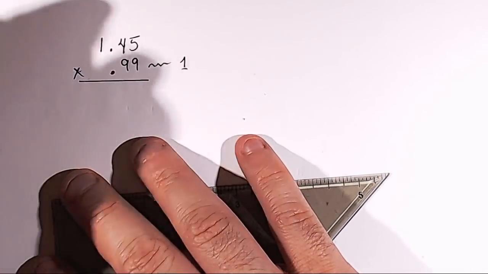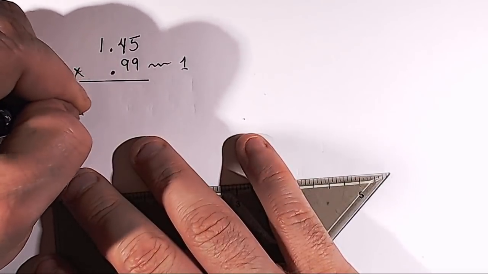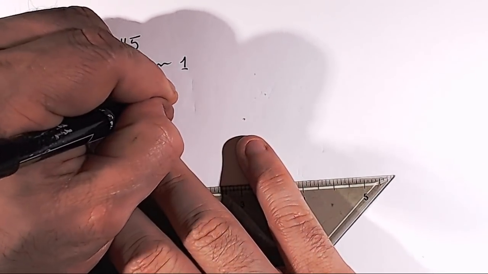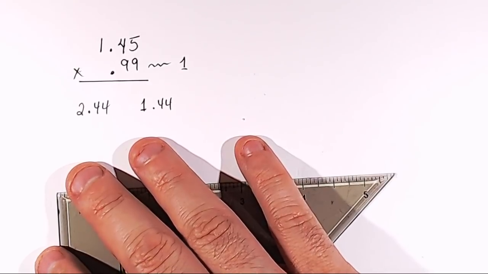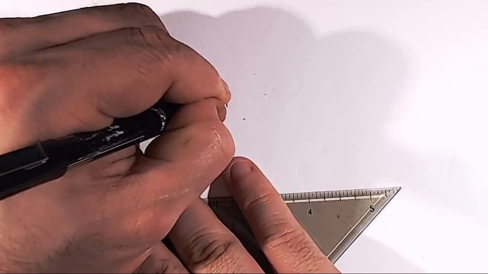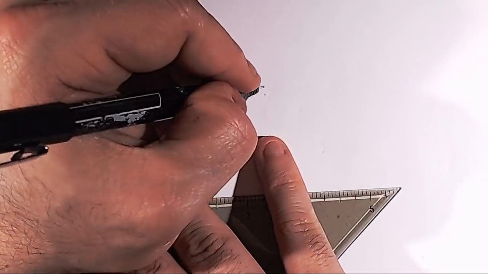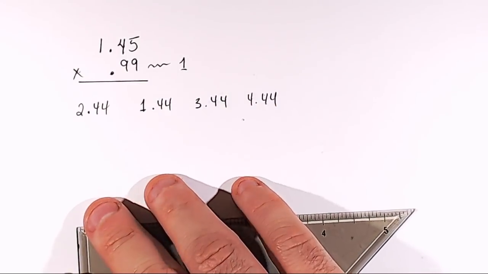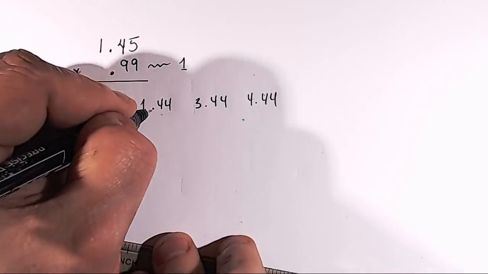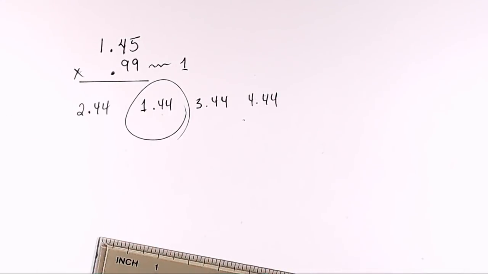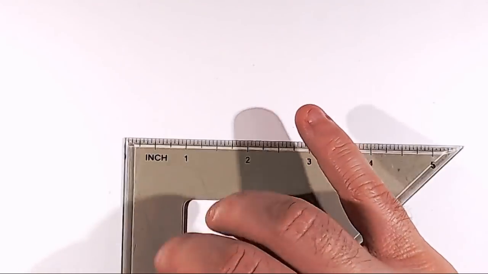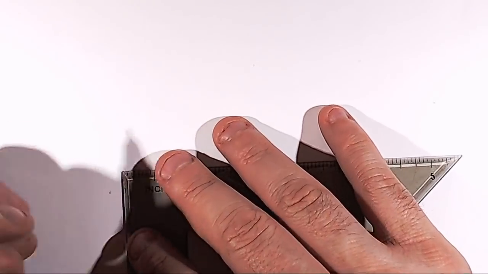Just before we do all this math, let me show you your answer choices, see if you can get it. Answer choice 1 is 2.44. Answer choice 2, 1.44. Answer choice 3, 3.44. Answer choice 4 is 4.44. Okay, so which one of these is closest to 1.45? You don't have to do any more work. Let's move on. The next problem is addition involving decimals.